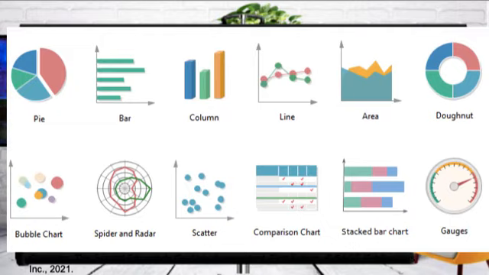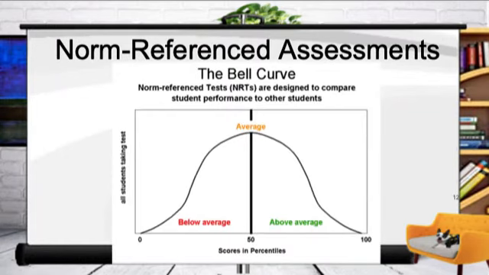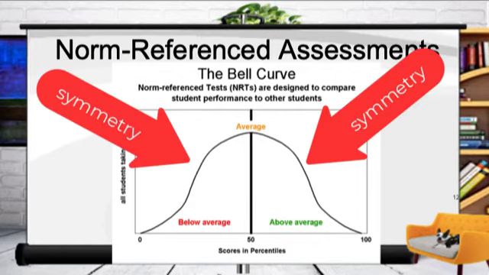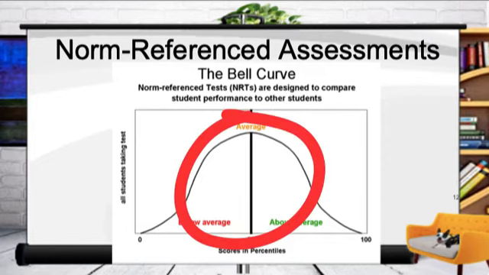The most commonly known one is the bell curve, and this is considered a normal distribution. Now, all norm-referenced tests statistically conform to a normal bell curve. They're symmetrical in nature, as you can see, and they have the same value for the mean, median, and mode. Performance on assessments that are non-standardized or informal typically result in non-normal distribution of scores.